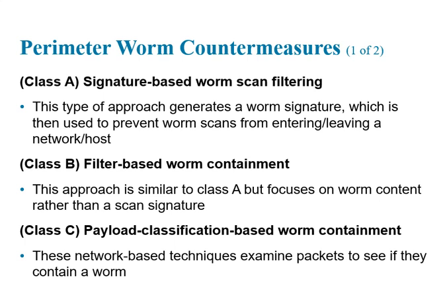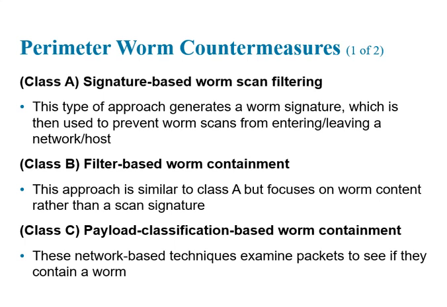Then we have parameter worm countermeasure. This is specifically for worm. You got class A, class B, and class C. Class A uses signature based worm scan filtering. Class B uses filter based worm containment, and then Class C, payload classification based worm containment.